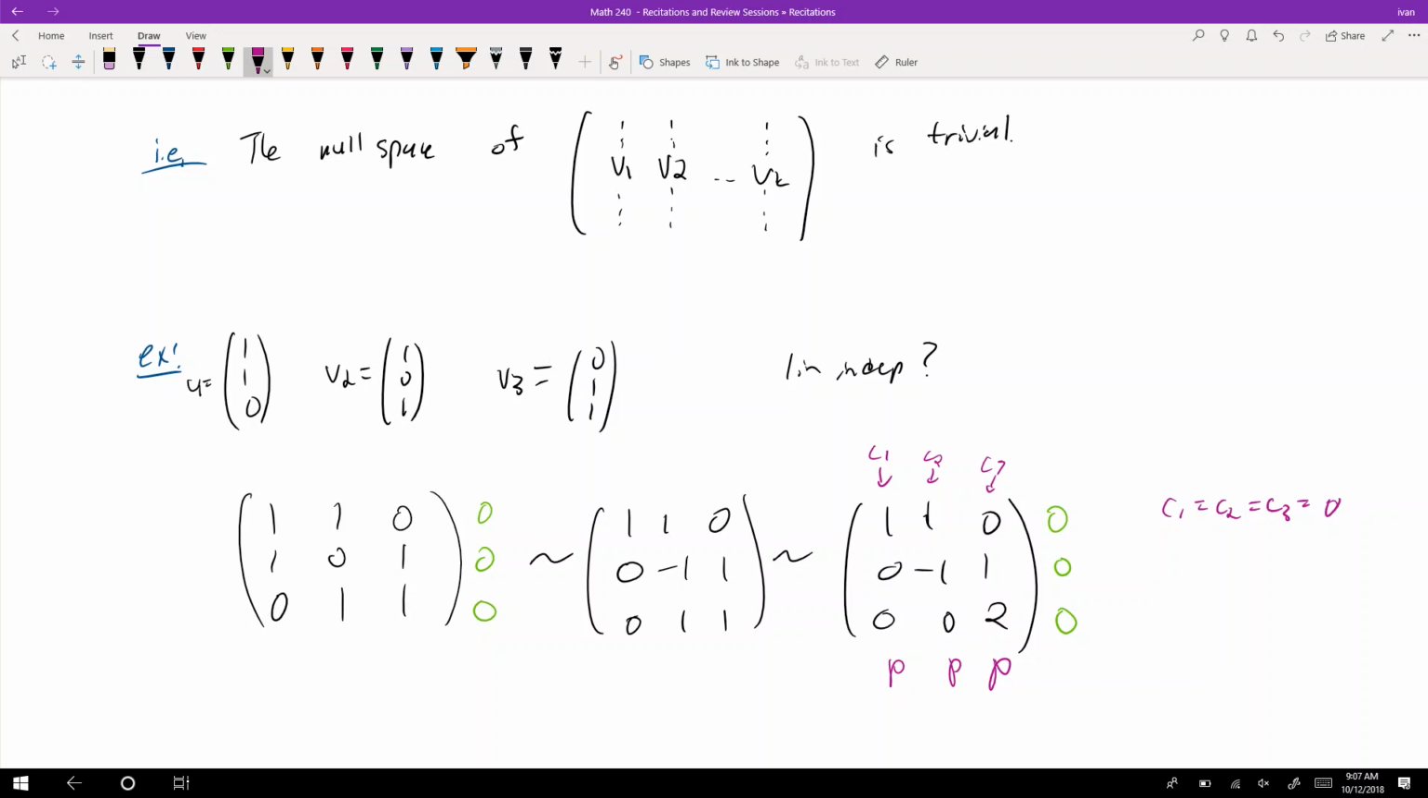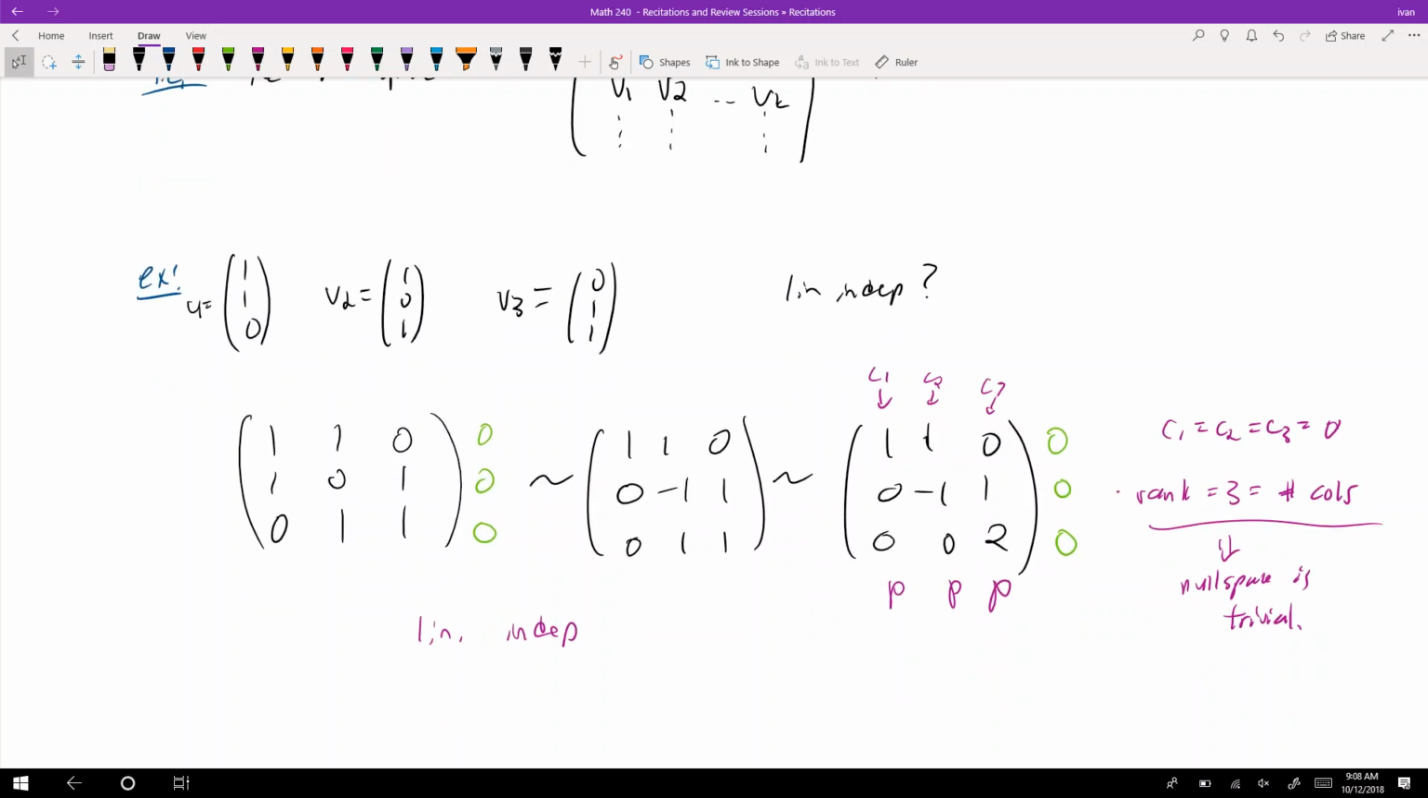A more formal way of writing it, and I think it's quicker, is that the rank is equal to 3, which is equal to the number of columns. And so this alone tells me that the null space is trivial. So if the rank is equal to the number of columns, the null space is going to be trivial, and that's essentially because of the back solving thing that happens. All right, and so yeah, this is linearly independent.